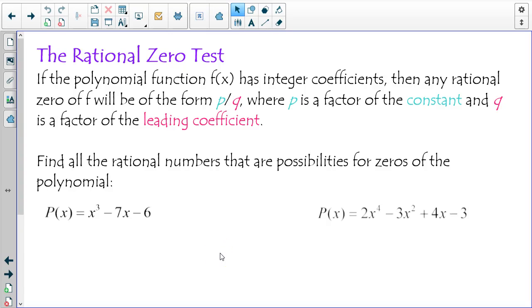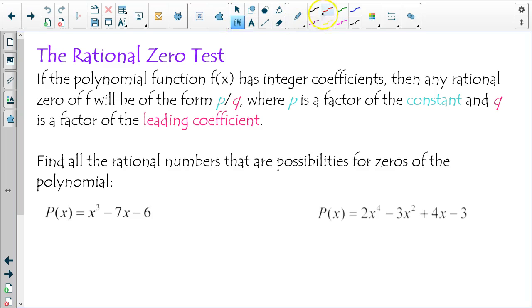All right, the rational zero test. If the polynomial function f of x has integer coefficients, so you've got coefficients, okay? Then any rational zero of f will be of the form p over q, where p is a factor of the constant and q is a factor of the leading coefficient. It sounds pretty confusing. It's really not, so I'll show you. And yes, how I model it is how I want you to do it, okay?